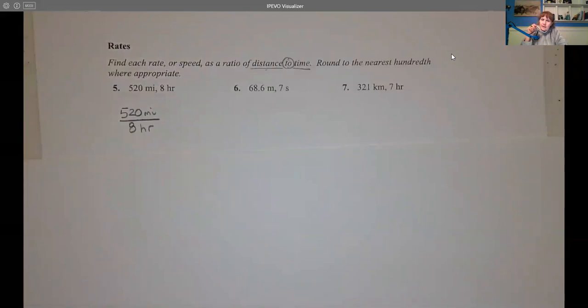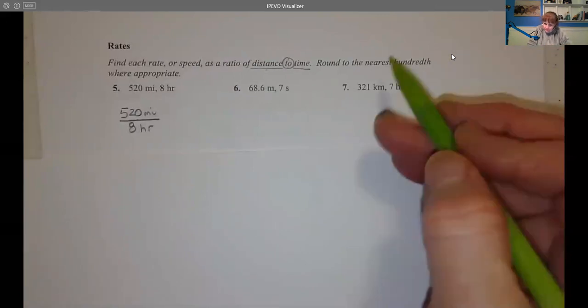Remember that per means divide in mathematics. So you're taking the miles divided by the hours. The units kind of give it away as to what you're doing with this ratio, and which one goes in the numerator and which one in the denominator. Okay, they do want us to divide this out and round to the nearest hundredth.